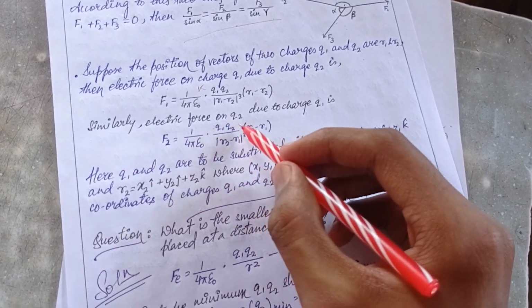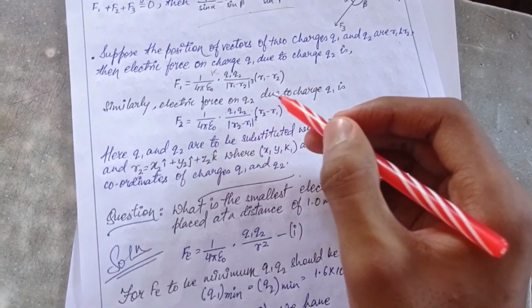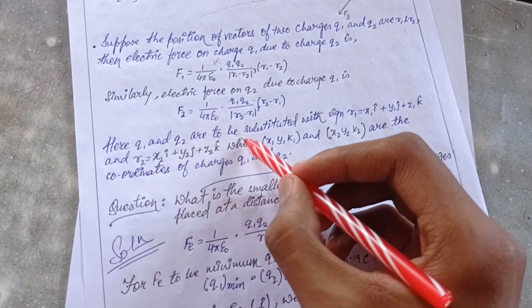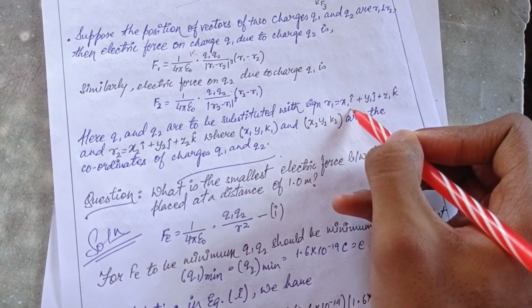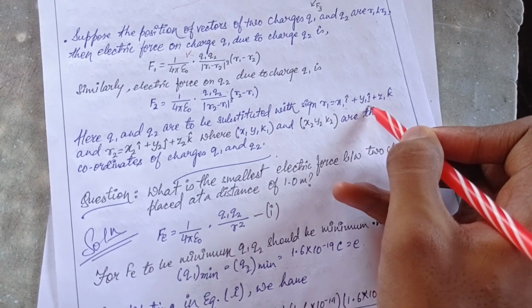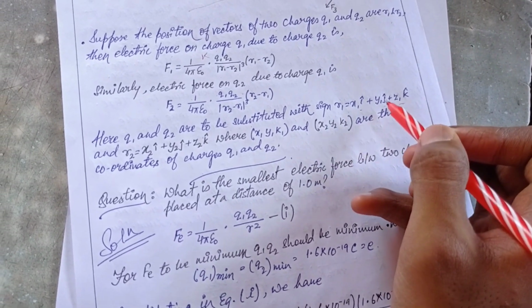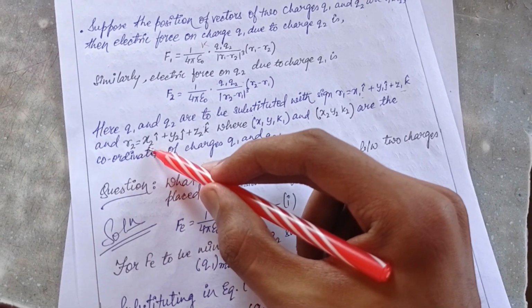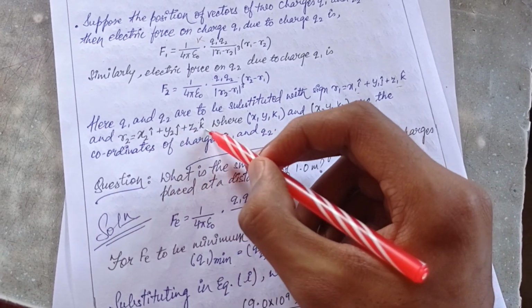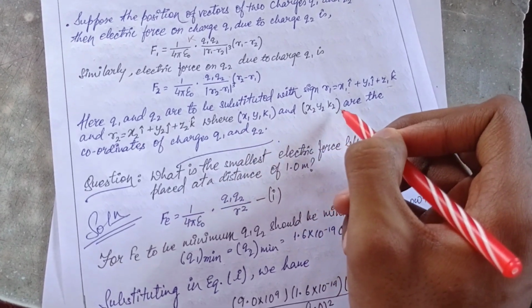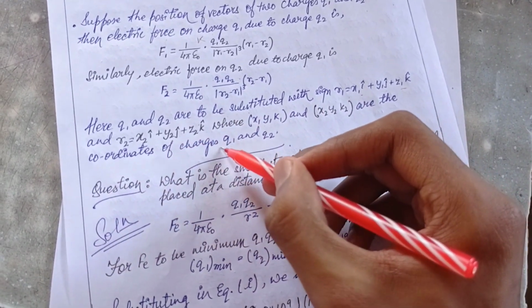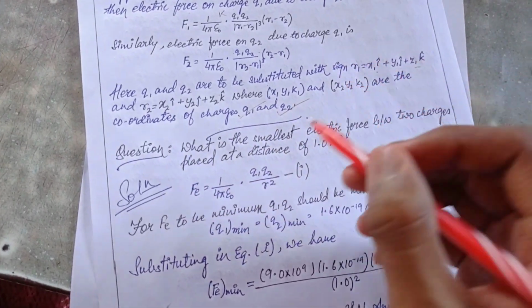Similarly, the electric force on charge q2 will be the same. Here q1 and q2 are to be substituted with their position vectors: r1 equals x1 i cap, y1 j cap, and z1 k cap, and r2 equals x2 i cap, y2 j cap, and z2 k cap, where x1, y1, z1 and x2, y2, z2 are the coordinates of the charges q1 and q2.